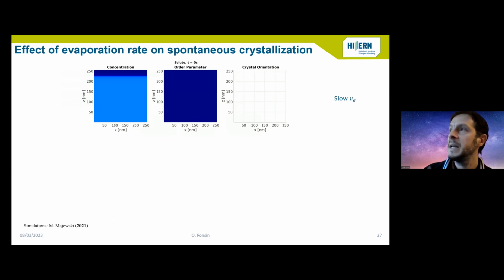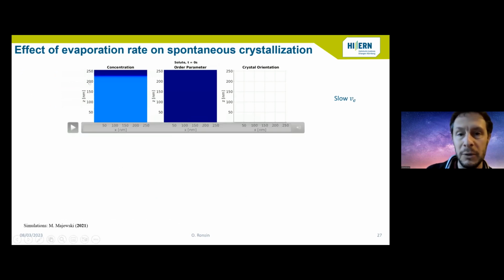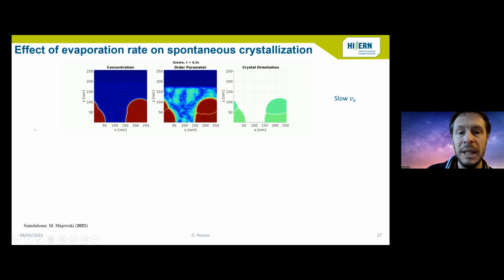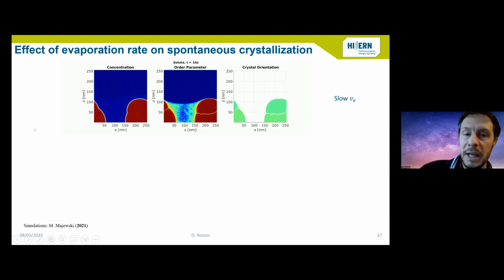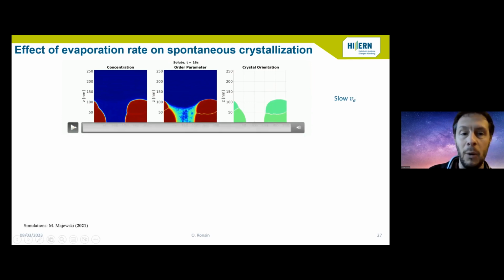And now, instead of having crystals already formed in the film, we let the crystals nucleate on their own. So what you are going to see here is a cut of a drying film. You have the perovskite concentration on the left, the vapor is on top here. In the middle, you have the order parameters. So at the beginning, everything is amorphous, and the crystal orientations on the right. Let's evaporate slowly. What you see is that the crystals form early, they grow a lot, they are big, and at the end, you have a pinhole.